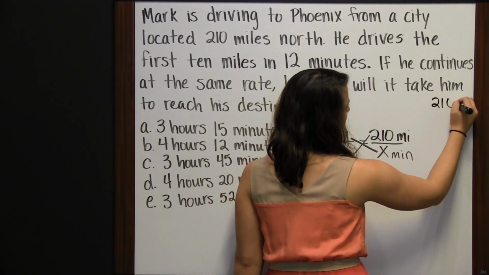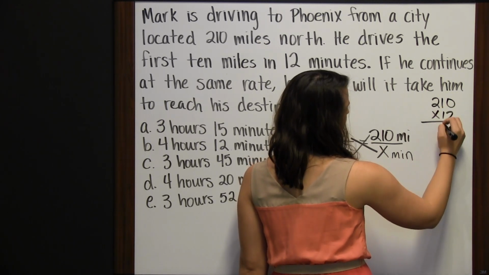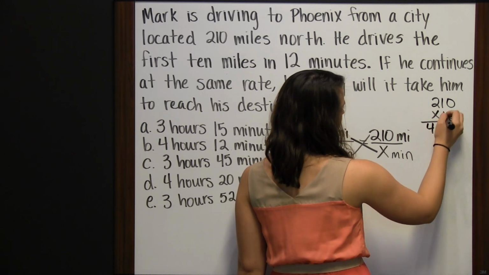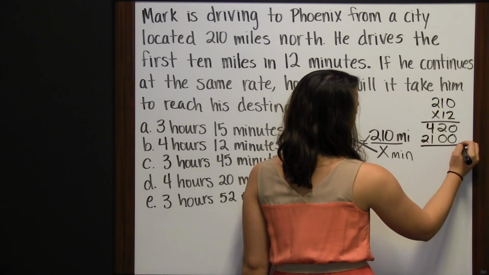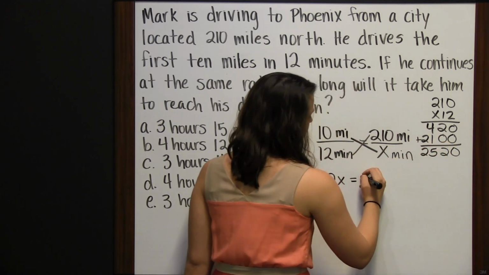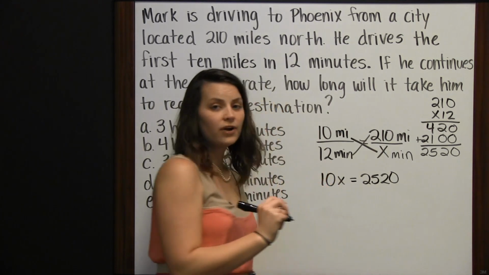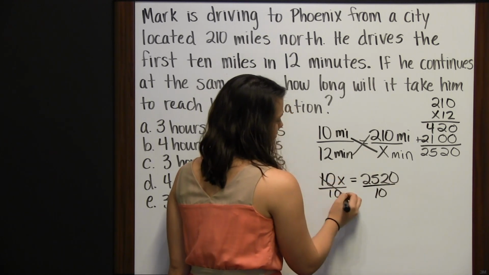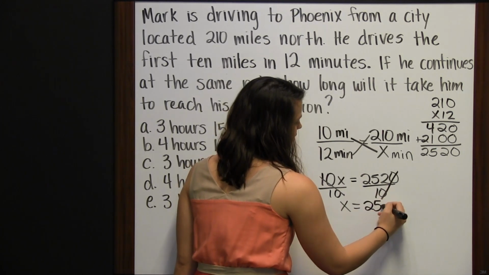So I'm going to multiply that right over here. 2 times 0 is 0. 2 times 1 is 2. 2 times 2 is 4. 0 placeholder. 1 times 0 is 0. 1 times 1 is 1. 1 times 2 is 2. And we add these together. 0, 2, 5, 2. So 2,520. And then to solve for x, we need to divide both sides by 10. So x equals, you can just cancel a 0 here, 252.